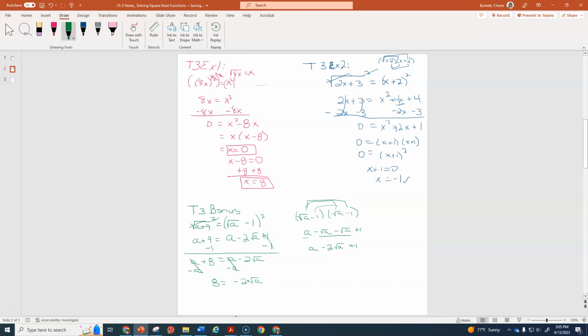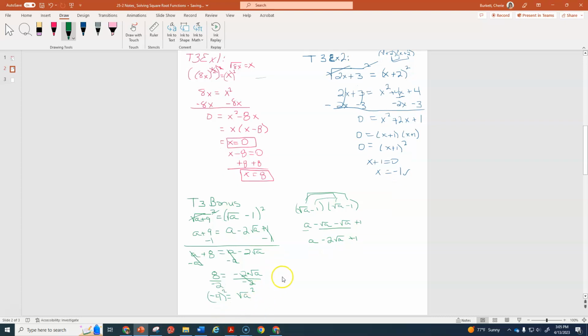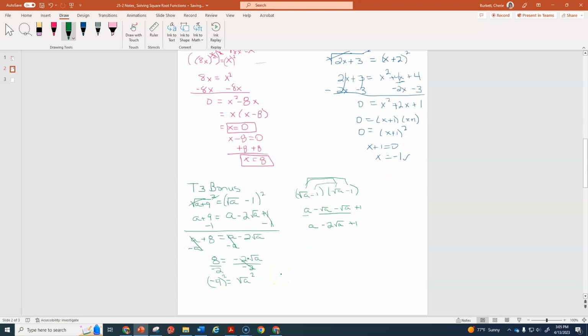That says negative 2 times the square root of a. So I've got to undo that multiplication. So I'm going to divide both sides by negative 2. I get the square root of a is equal to negative 4. Now my radical is isolated, so I've got to square both sides again. Negative 4 squared is 16, and that leaves me a equals 16. So I got the answer 16.